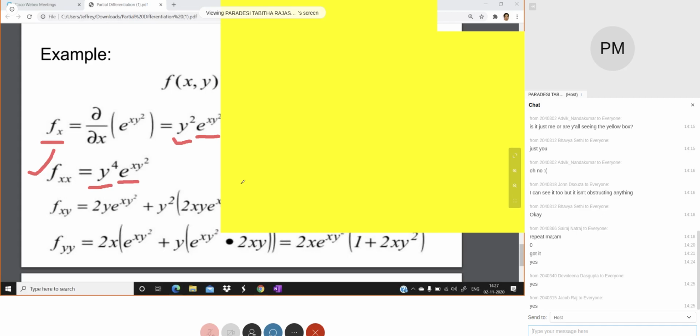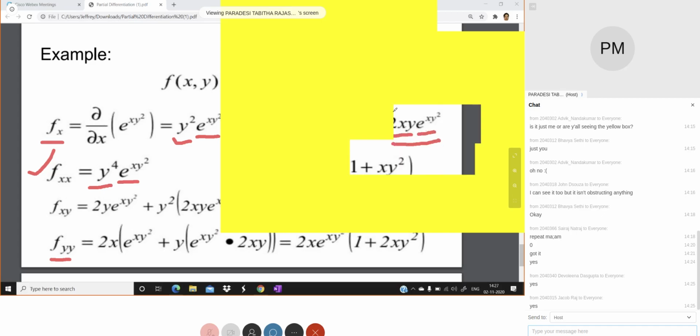Then we move on to fyx. Okay, we'll move on to fyx. He's doing the fyy separately here. Or let's just finish fyy. What is fyy? fyy is the partial derivative of fy with respect to y.